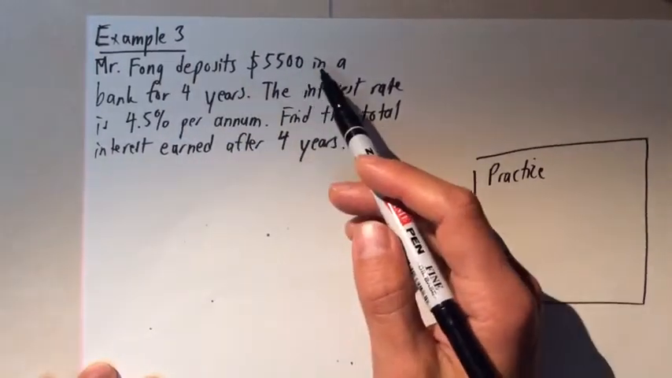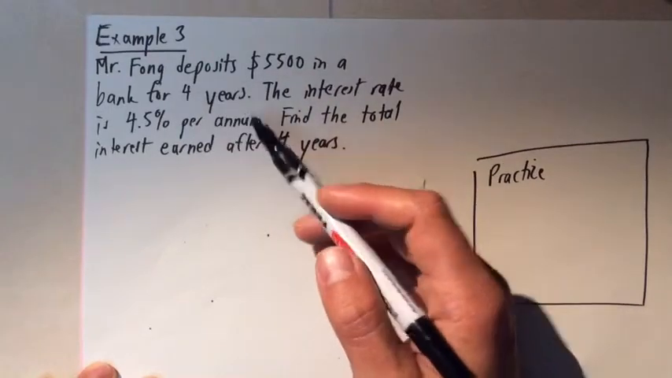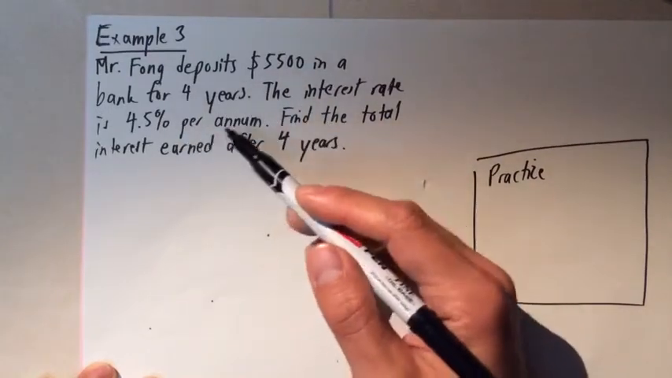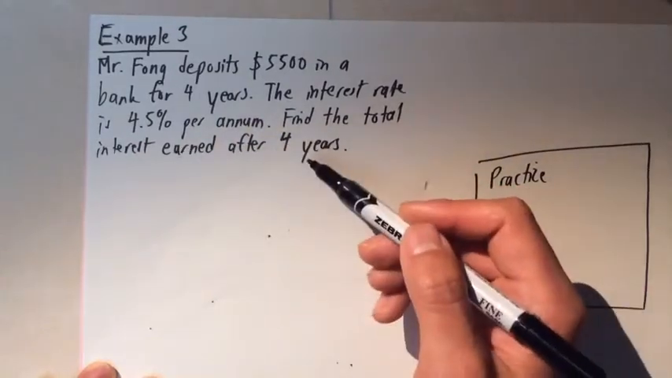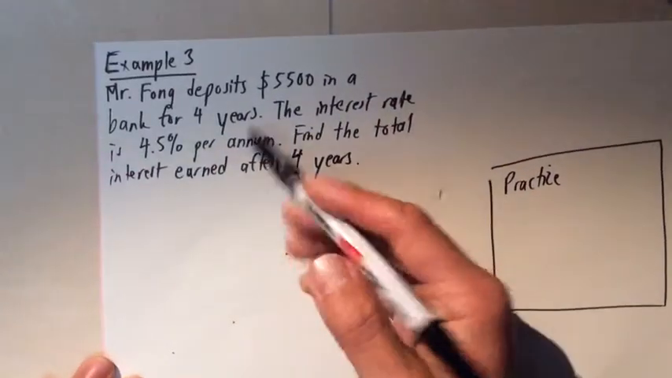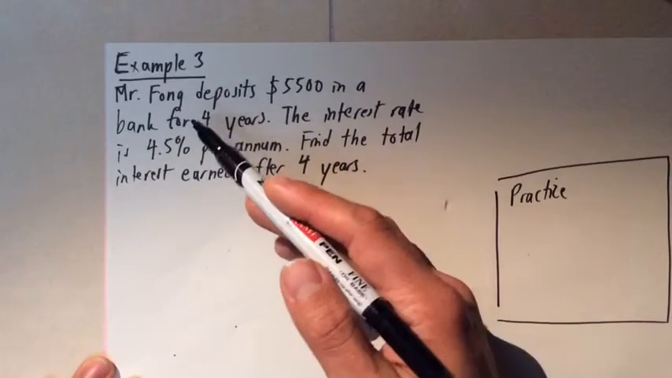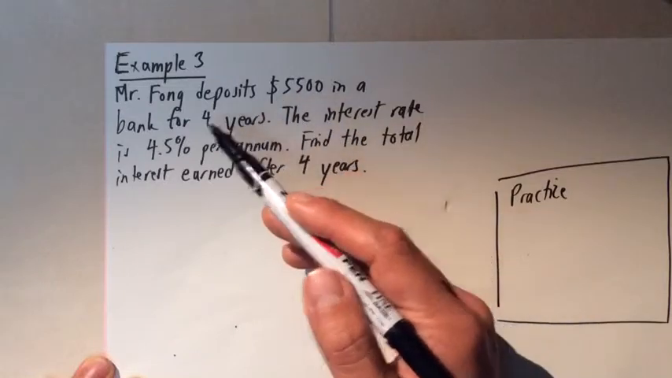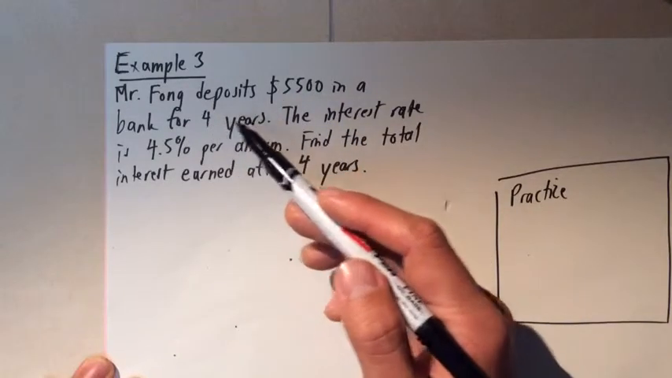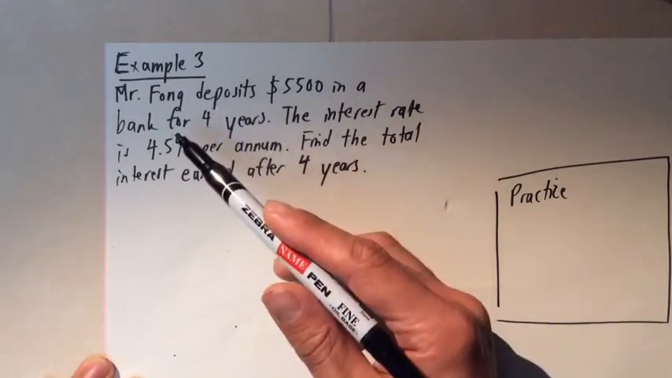Mr. Fong deposits $5,500 in a bank for 4 years. The interest rate is 4.5% per annum. Remember, annum means year. Find the total interest earned after 4 years. So what this means is that Mr. Fong gets 4.5% of $5,500 at the end of each year for keeping that money in the bank.